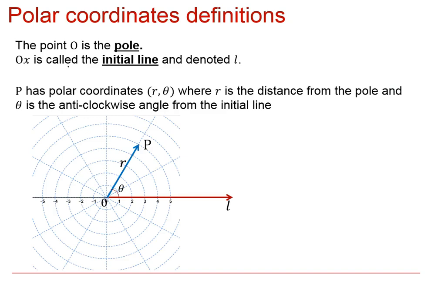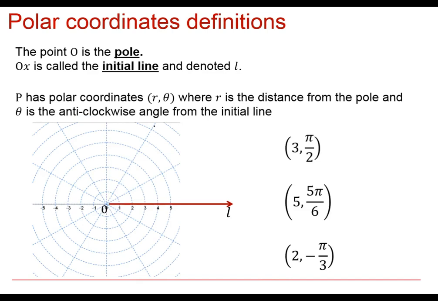Okay, so here are a few definitions for our polar coordinates. The point O, the origin, is called the pole, and OX is called the initial line. We denote that L. We always measure our angle anti-clockwise from that initial line, and the point P has polar coordinates (r, theta), where r is the distance from the pole and theta is the anti-clockwise angle from the initial line. We can measure these angles in degrees, but most often we use radians.